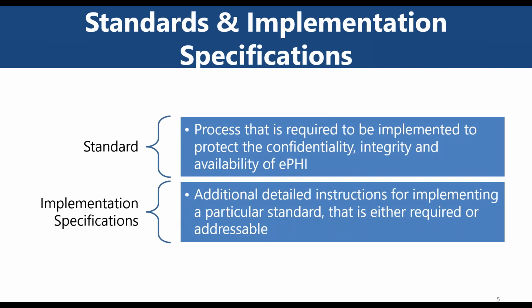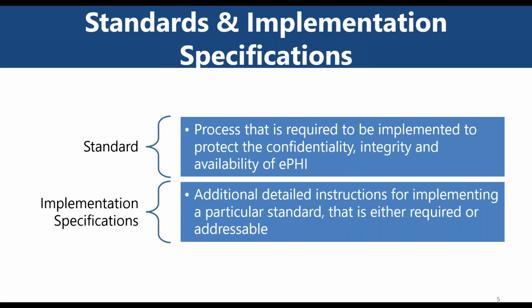So as another part of the security rule, within the administrative, physical, and technical safeguards, there are standards and there are implementation specifications. And this is where it gets really a little bit muddy for people when they're trying to comply with the security rule, because we get questions: what do these mean? Do I have to implement all of these things? So I really wanted you to understand the difference between a standard and an implementation specification.